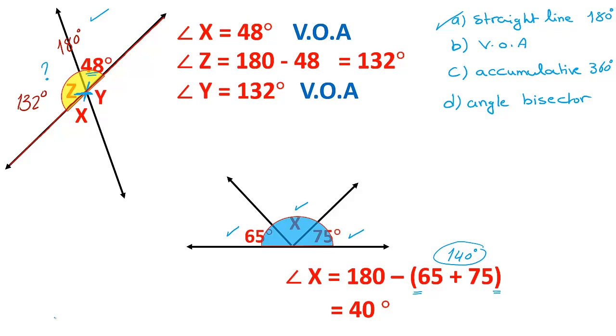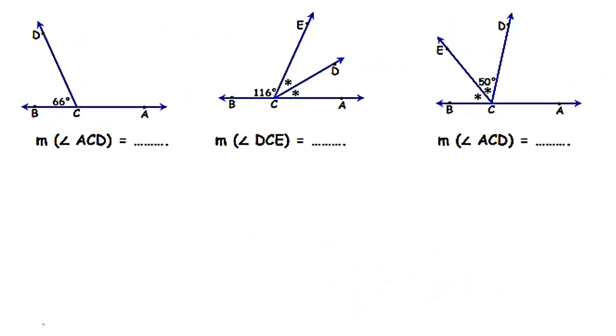Let's go now and have more questions. We said that we have four main questions we ask ourselves to be able to answer any question. The first one is, are they on the same straight line? The second one is, are they resulting from the intersection of two lines, so I have VOA? Are they accumulative angles? And the last one is, is there any angle bisector? Remember, an angle bisector divides the angle into two equal parts.